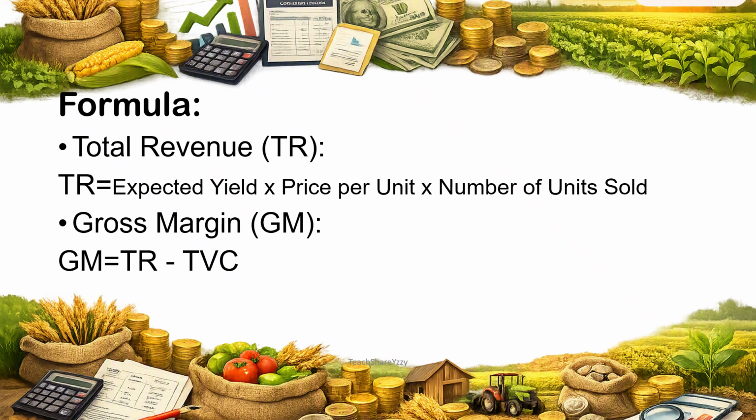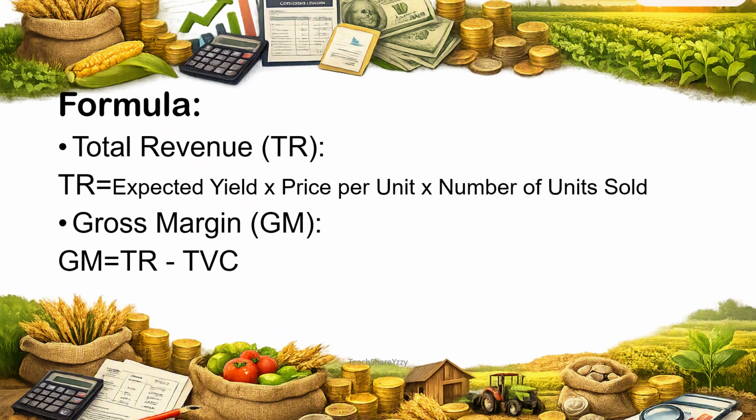Now, let's talk about revenue. Total revenue, TR, equals expected yield times price per unit times number of units sold. For instance, if a farmer harvests 5,000 kilos of corn and sells each kilo at 10 pesos, then total revenue is equal to 5,000 times 10 equals 50,000 pesos.